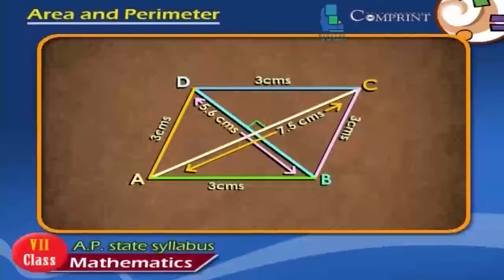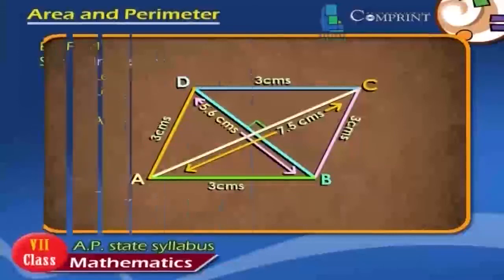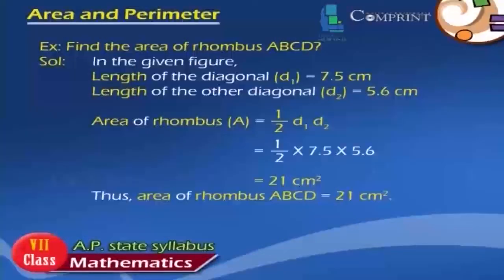Solution. In the given figure, length of the diagonal D1 is equal to 7.5 centimeters. Length of the other diagonal D2 is equal to 5.6 centimeters. Area of rhombus A is equal to 1 by 2 D1 D2 is equal to 1 by 2 into 7.5 into 5.6 is equal to 21 centimeter square. Thus, area of rhombus ABCD is equal to 21 centimeter square.